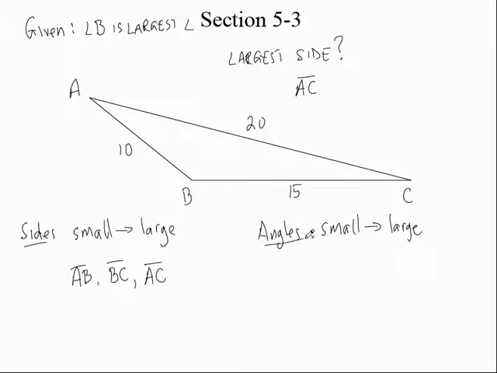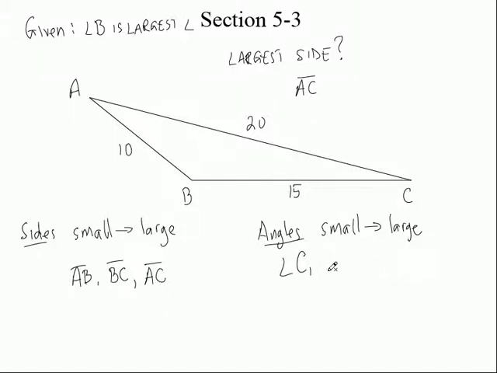Okay, so the angles this time from smallest to largest. So the smallest, you look for the smallest side first, don't you? Smallest side is this one. What angle is opposite this side? Angle C. And then what's the next one? 15, right? So what angle is opposite this side BC?